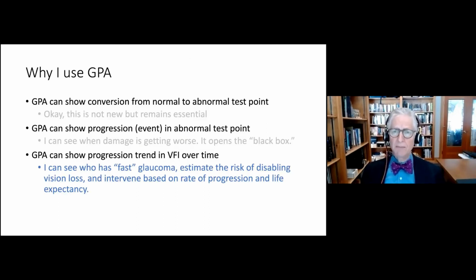The progression plots, that trend over time, lets me find people who have fast glaucoma. I try to estimate the risk of disabling vision loss, and I'll intervene based on that rate of progression and the life expectancy. GPA has extended my ability to see what's going on in the visual field. I find it a valuable tool, and I use it with all my glaucoma patients.